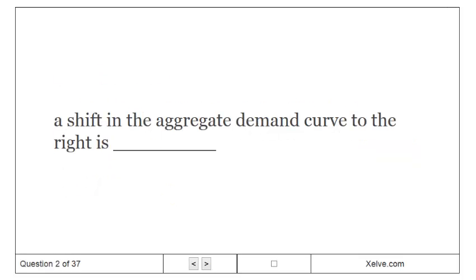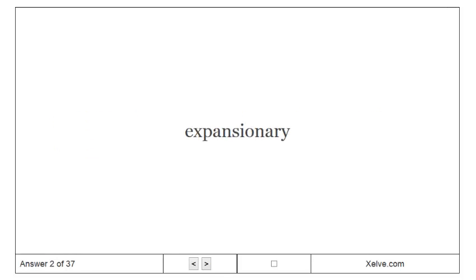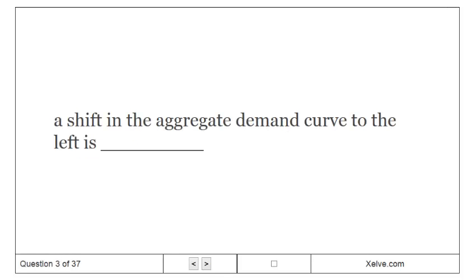A shift in the aggregate demand curve to the right is expansionary. A shift in the aggregate demand curve to the left is contractionary.